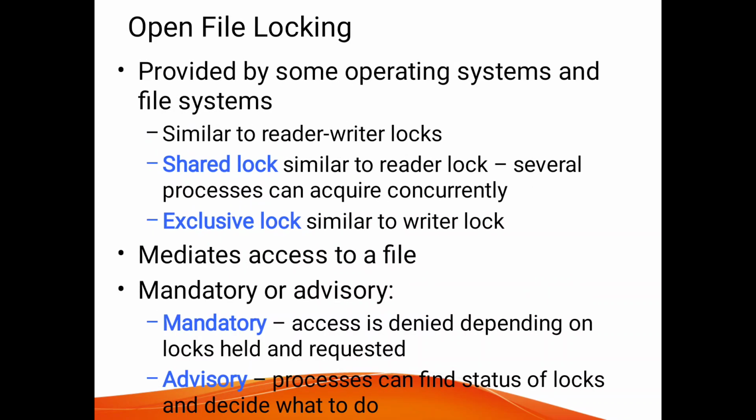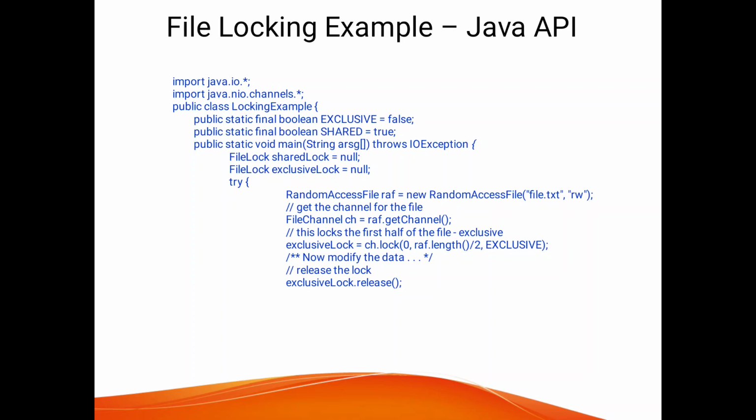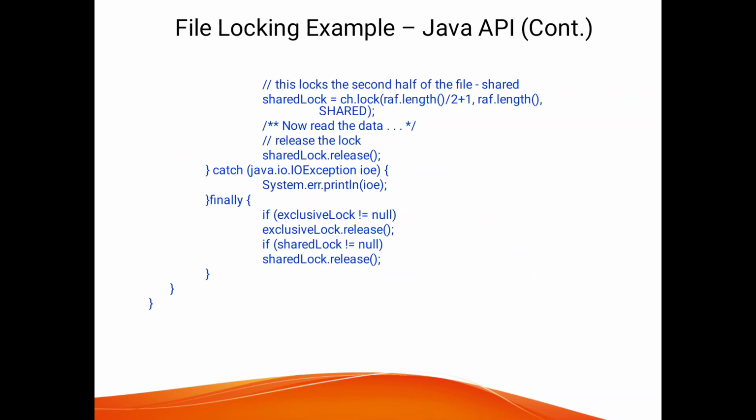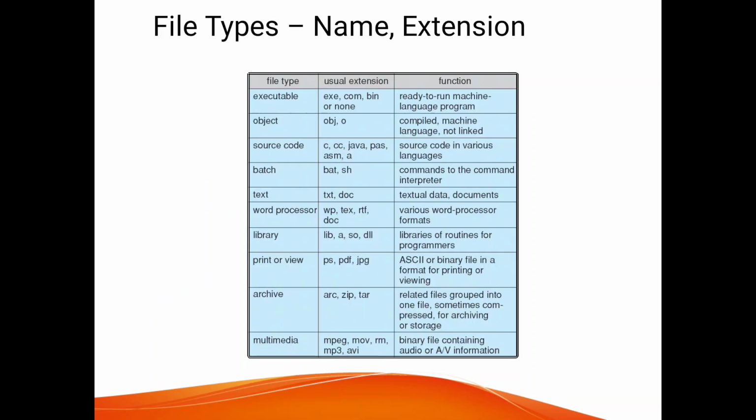Open file locking is provided by some operating systems and file systems, similar to reader-writer locks. There is a shared lock and an exclusive lock, which mediate access to a file. Mandatory and advisory locks are essential for accessing and processing the locks, and then read or write is performed. This is Java code showing how to open a file by using the fopen function.